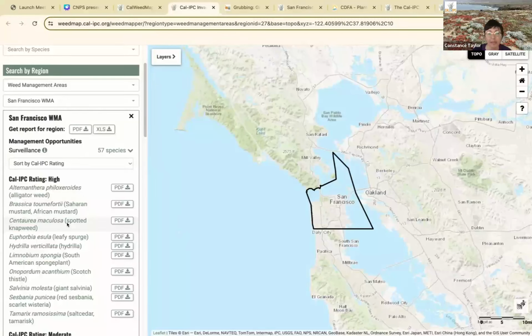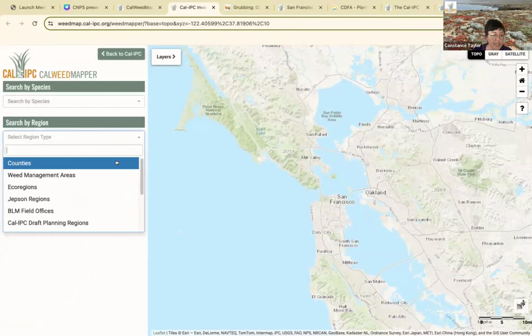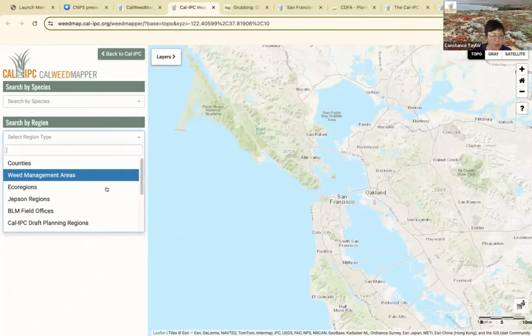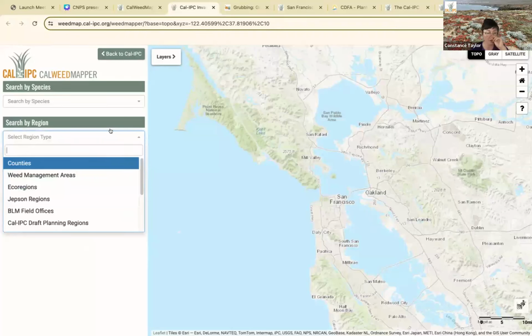And you can also filter by county as well as the WMA. You just go here and hit county instead. There's also ecoregions, Jepson regions, etc. And so we really encourage people to enter weed observations and identifications through iNaturalist and Cal Flora, because that's where a lot of this information comes from. And without knowing the general distribution of weeds, we cannot do very much to manage them.